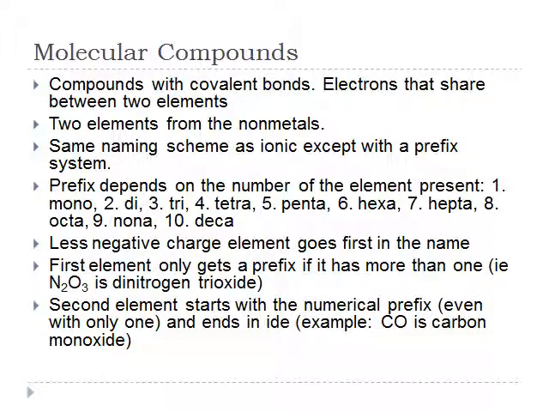You don't need the mono, right? We've just used carbon. But the second part, even though we only have one oxygen atom, you would also put the prefix, which is mono. So the formula name for CO is carbon monoxide.